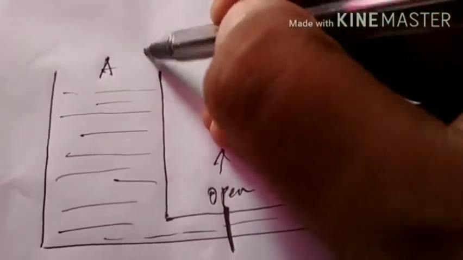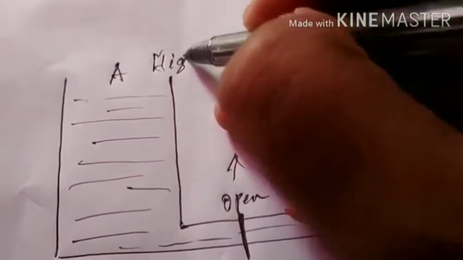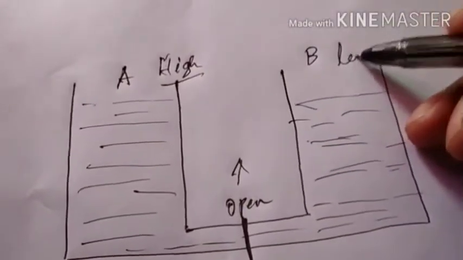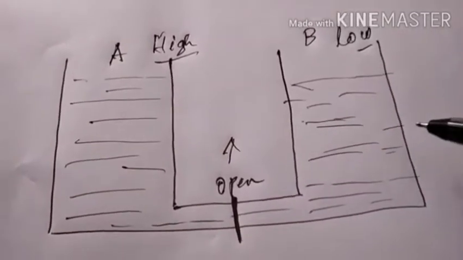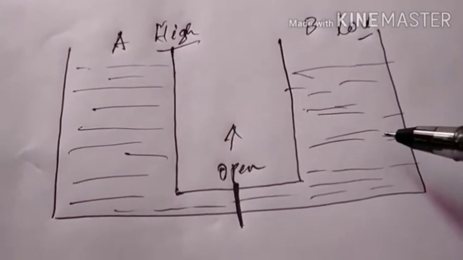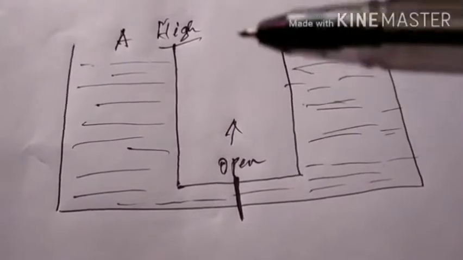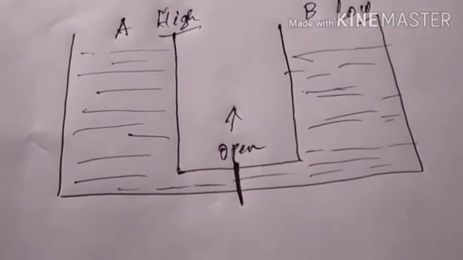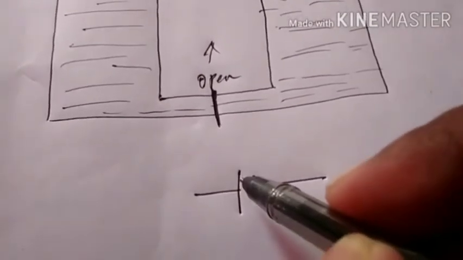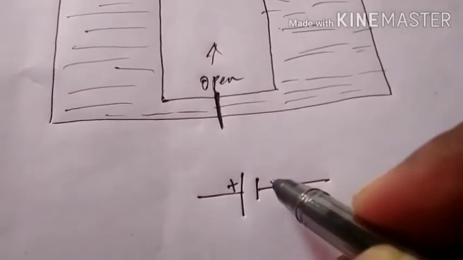The reason is that beaker A is in a high pressure region, and beaker B was initially in a low pressure region, because the water level here was more and here it was less. So the water flows from the high pressure region to the low pressure region. In the same way, consider a battery. We have two terminals, a positive terminal and a negative terminal. The bigger terminal is represented as positive, and the shorter is the negative terminal.